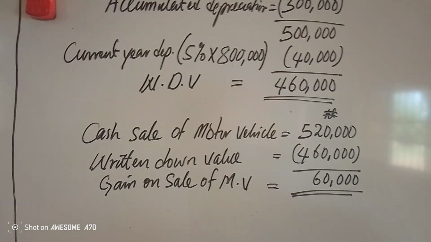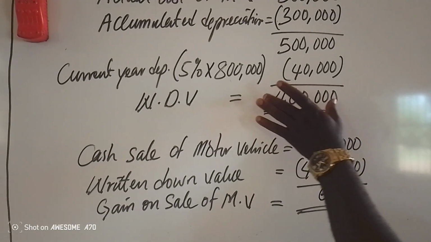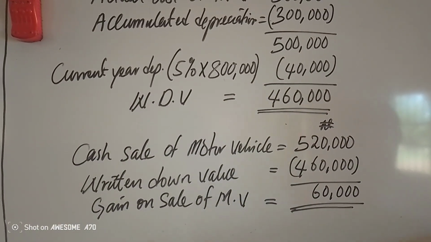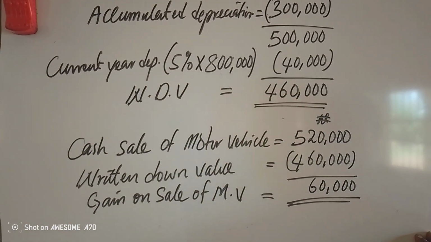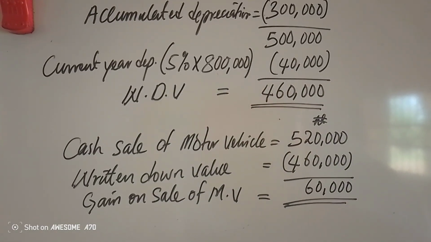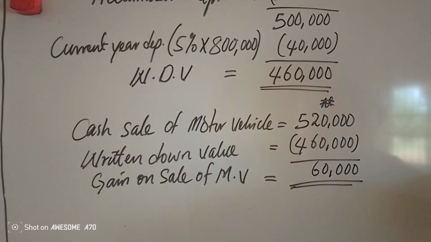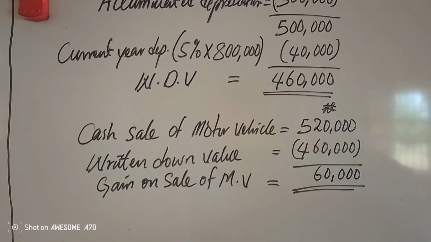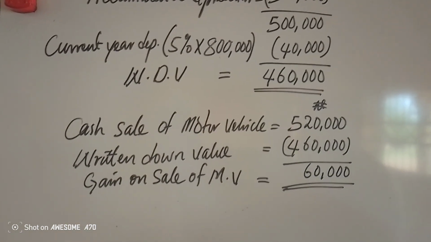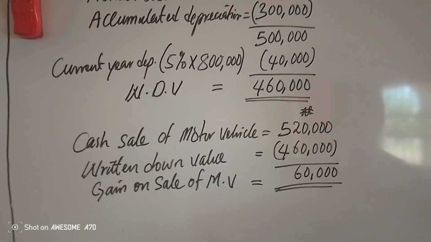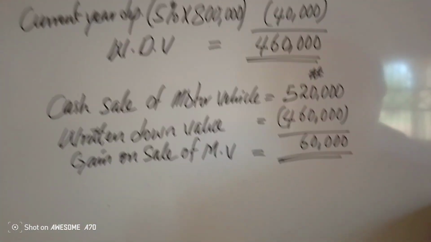Then you still have to deduct from the cost after reducing the accumulated depreciation. Then you get 460,000. Meaning, as at the time of the sale of the motor vehicle, its written down value, or what you call net book value, is 460,000. So this is the actual value of the asset from an accounting perspective that the motor vehicle has. The value of the motor vehicle is 460,000 as at the time it was sold at the end of the year 2025.